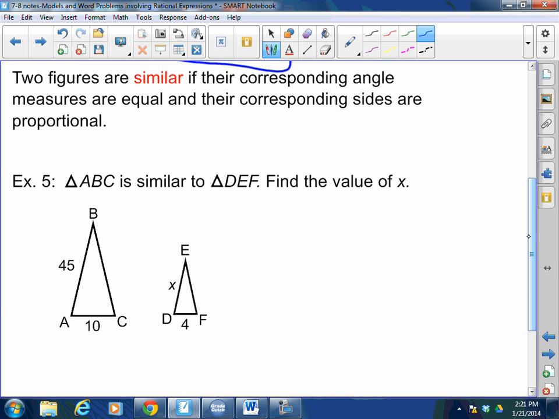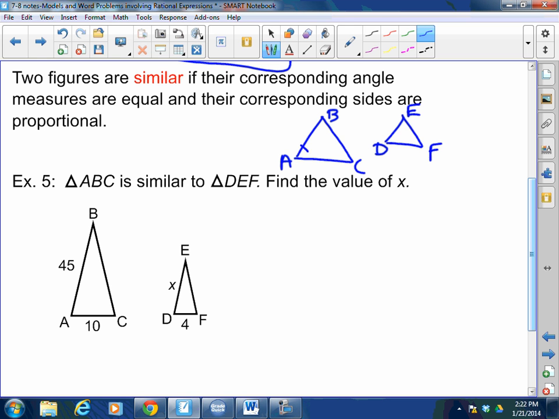Two figures are similar if their corresponding angle measures are equal and their corresponding sides are proportional. What does that mean? Two figures that are the same shape. By the way, you can't have different shapes be similar. Someone actually asked me, sir, what about a square and a rectangle? Well, they're not similar. They've got to be the same shape, right?